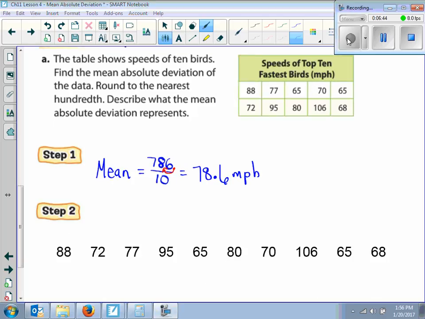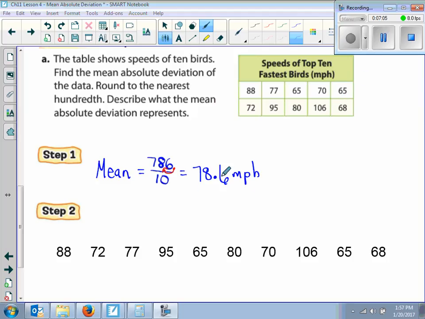All right. Step two is to find the differences between the mean and each one of the data items. So we want to find the differences. This is where we're going to subtract. Is everybody clear? Remember, big number minus the small number.